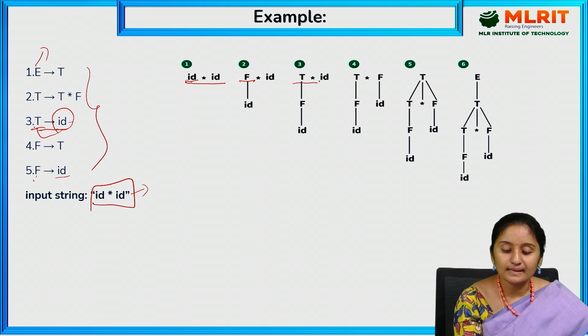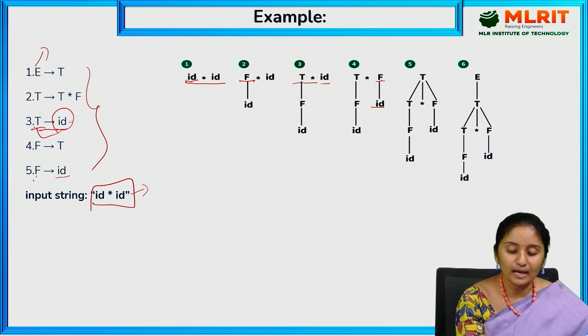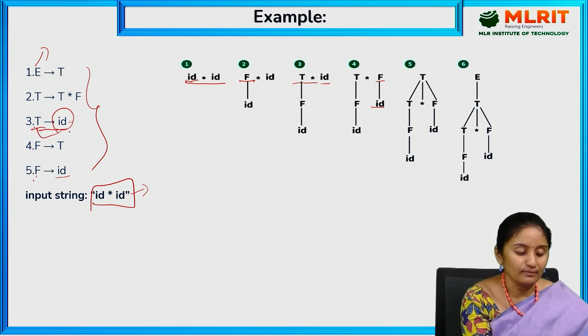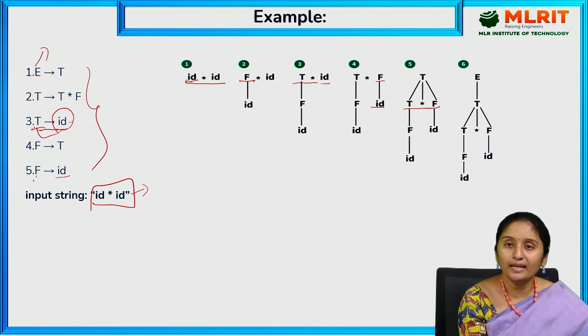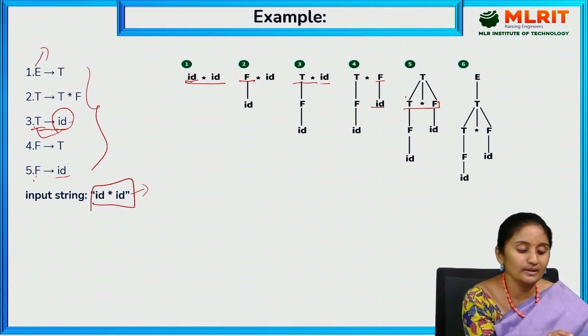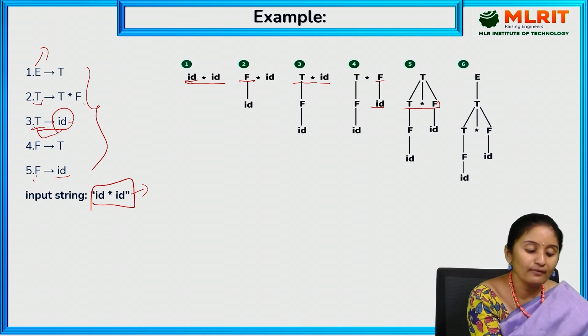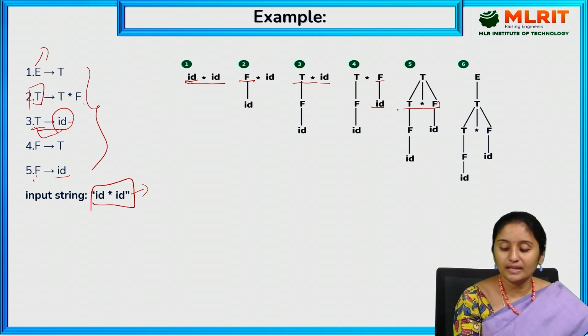Now replace the next ID. ID is replaced with F. So what happens? ID is replaced with F, so we get T star F. Check it: T star F. Is any production available with T star F on the right side? Yes, I find T star F. I can handle this T star F by the left side non-terminal T. T star F is handled by non-terminal T.